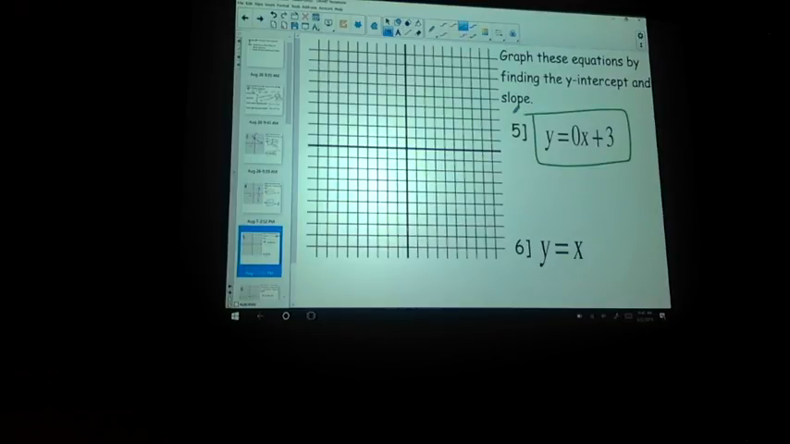All right. What can you tell me about number 5? What's the slope? 0. Slope is 0. What kind of line must it be? I know it's straight. It's horizontal.